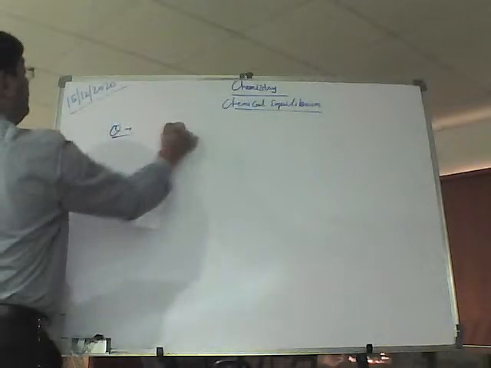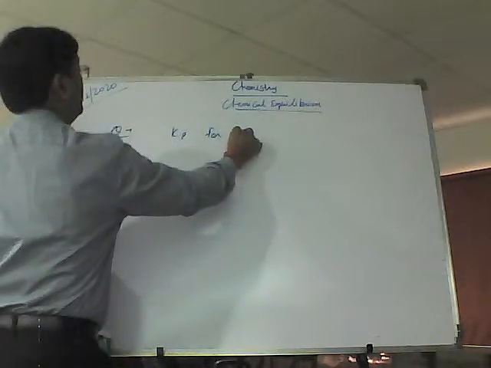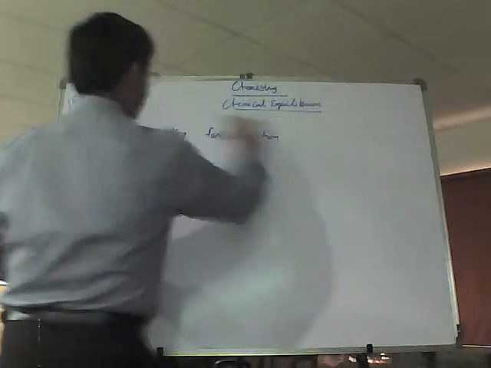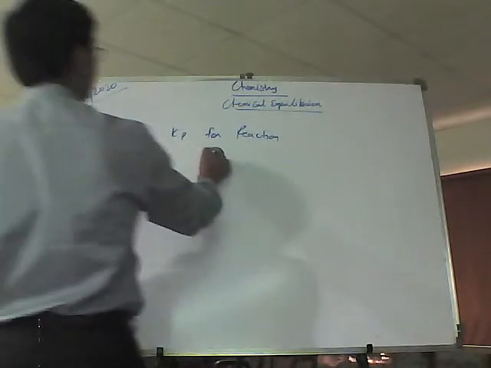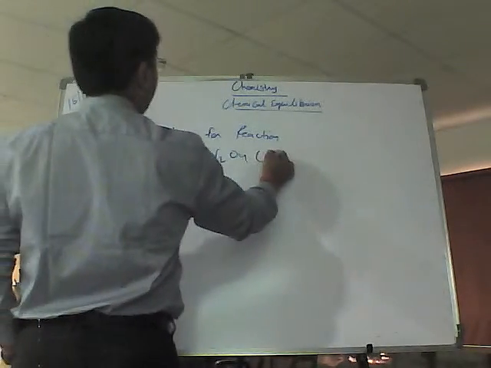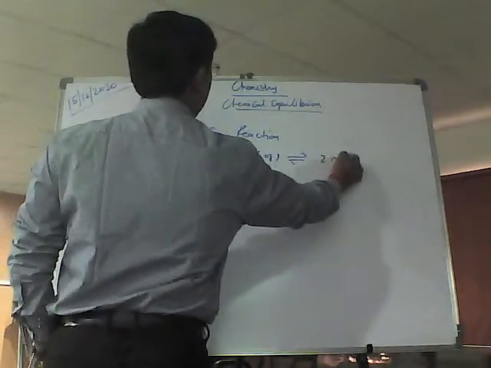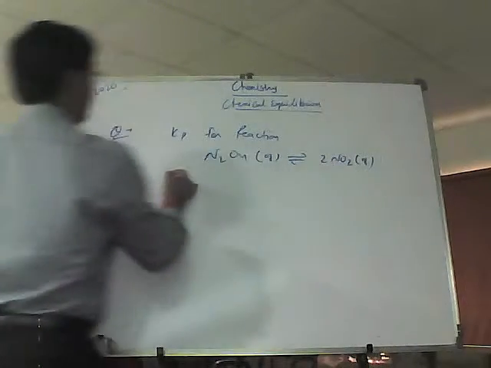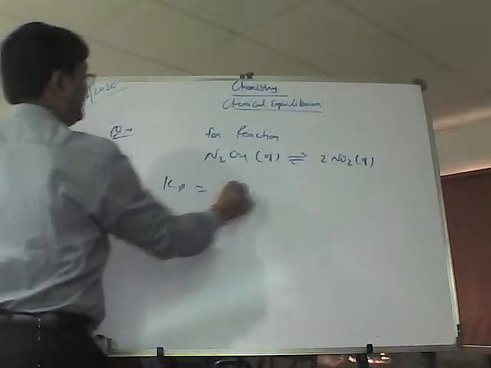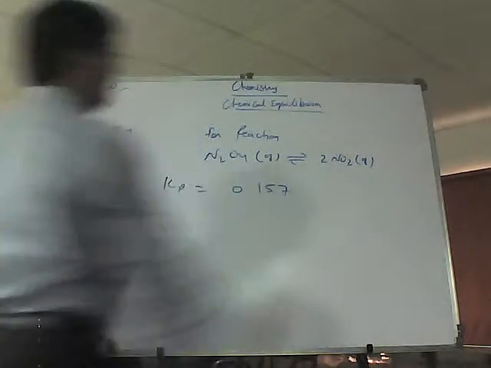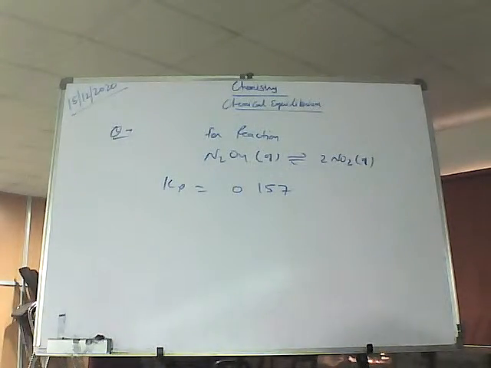Okay, so one question I am going to give you, solve it. Second question for you people. Kp for the reaction. This time Kp is given, and Kc has to be found. Kp for the reaction N2O4 gaseous phase reversible 2NO2 is given as 0.157.